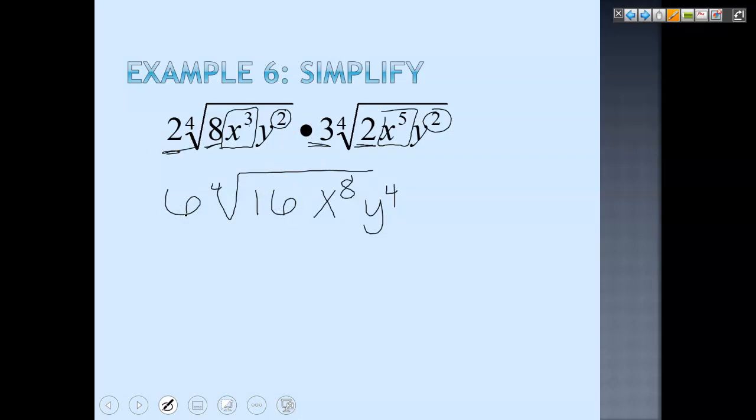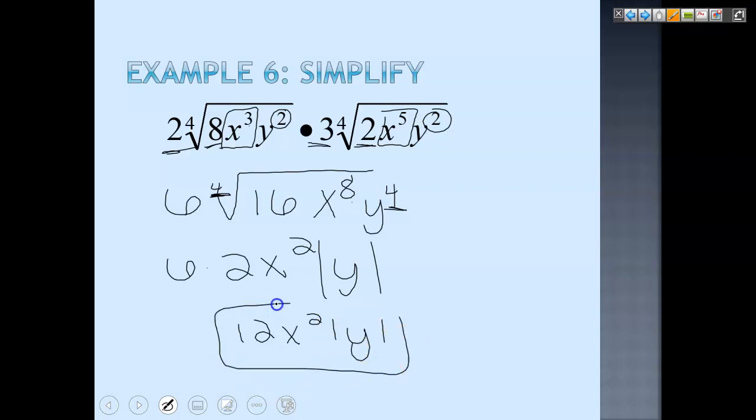16 is the same as 2 times 2 times 2 times 2. So we'll bring that out as a 2. 8 divided by 4 is 2. 4 divided by 4 is 1. Because this is even and this is even, my y needs absolute values. 6 times 2 is 12. So I get 12x squared absolute value y.